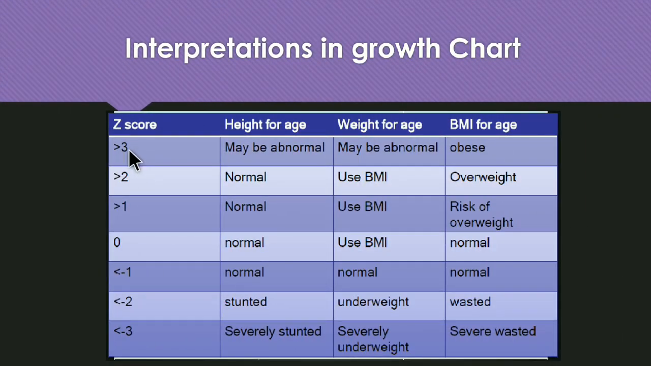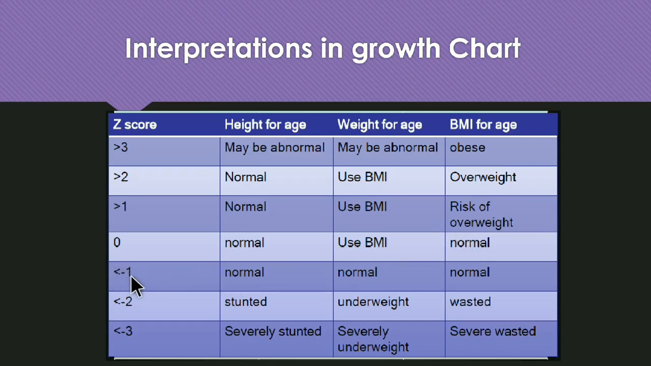So in this table, as you can see, if the value is more than 3, the height for age may be abnormal, means it may be more height or more weight, and for BMI it means the child is obese. So there is overweight or increase in the height may be there. Same, weight greater than 2, then height may be normal, the weight may be, we have to use the BMI parameter, and the child may be not obese but overweight. More than 1, then the child will have risk of overweight. Zero means the child is normal. So when the Z score is zero, that is a perfect condition of the child.